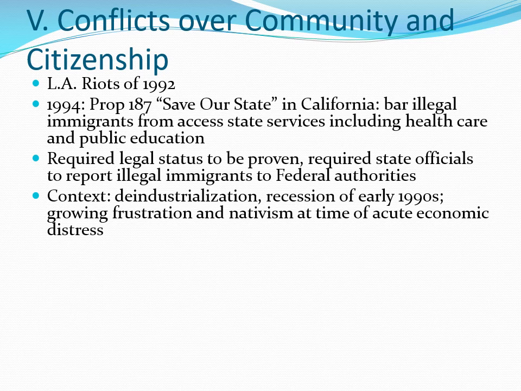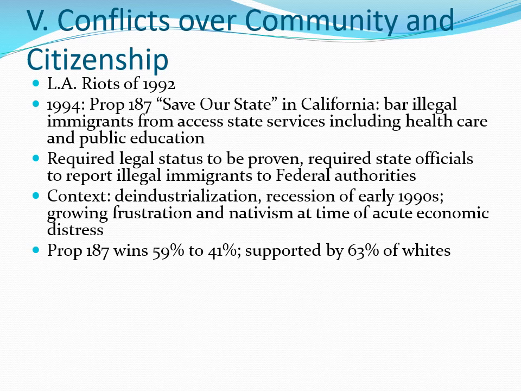And so a lot of Californians felt frazzled, they felt fatigued, they felt harried, they felt economically that the California dream was slipping away, and they blamed immigrants. And that too played a role in how Prop 187 won overwhelmingly. 59-41, not a squeaker.